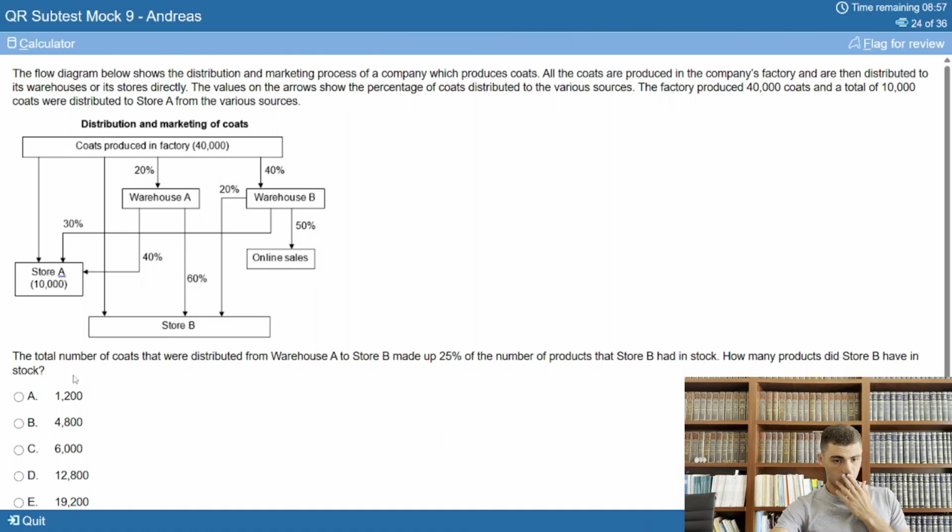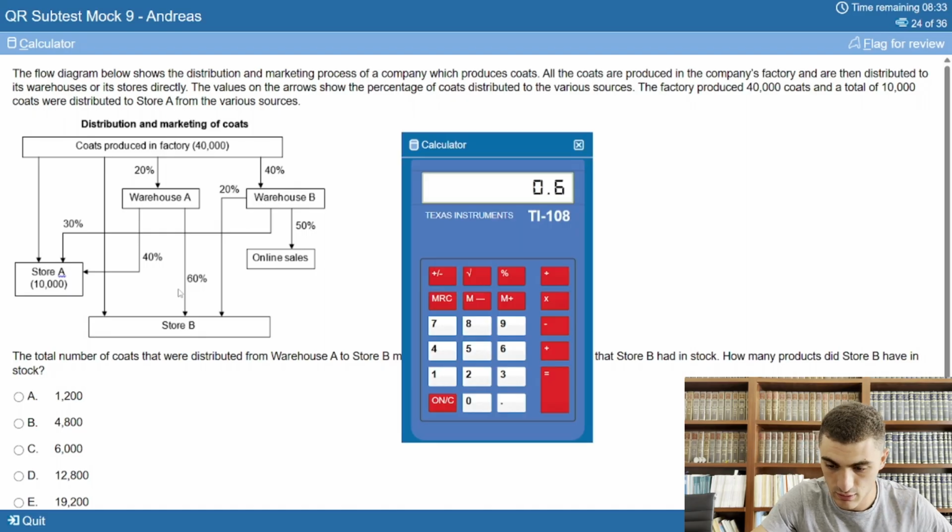The total number of codes that were distributed from warehouse A to store B made up 25% of the number of products that store B had. I'm reading again. The total number of codes that were distributed from warehouse A, so 8,000, to store B, 60% of that, so let's do that. 60% of 8,000 is 4,800.